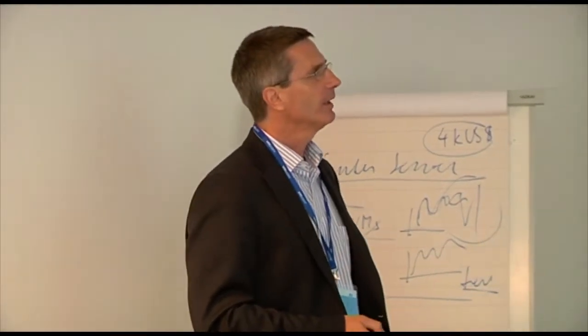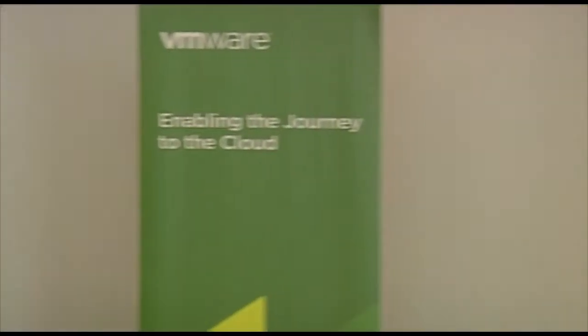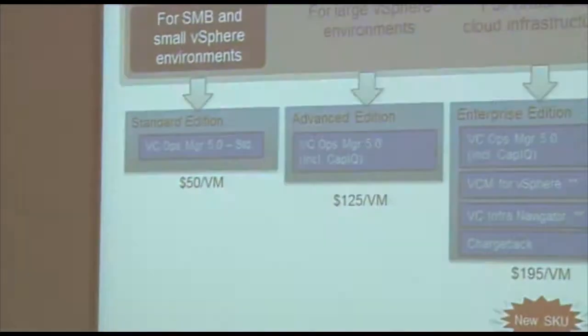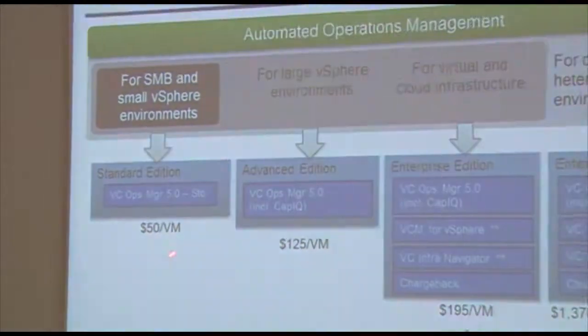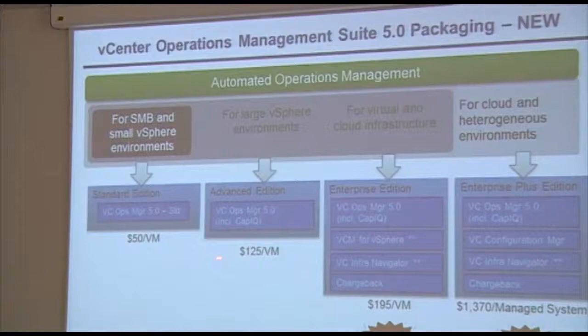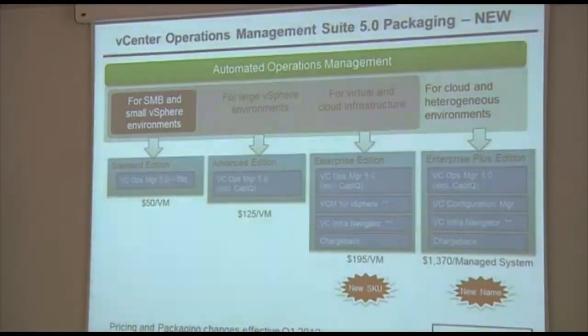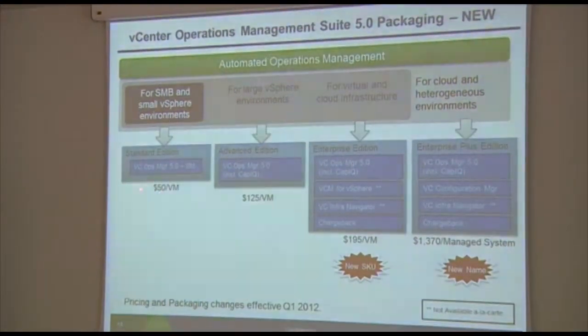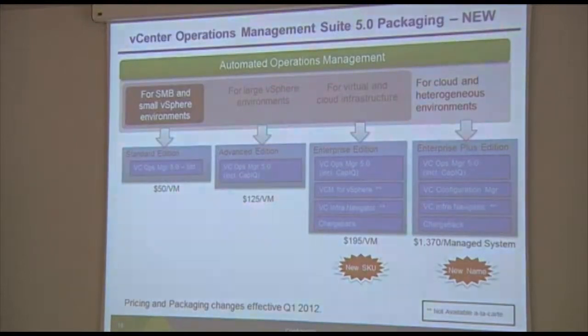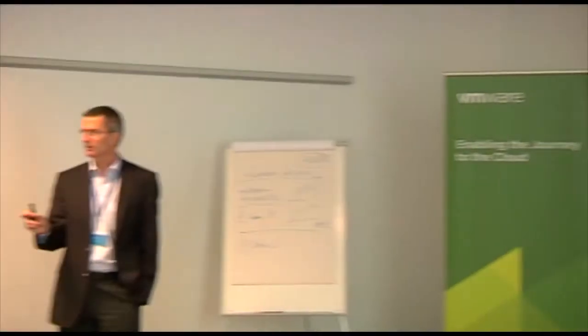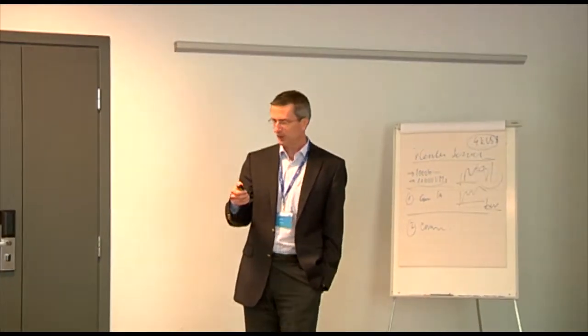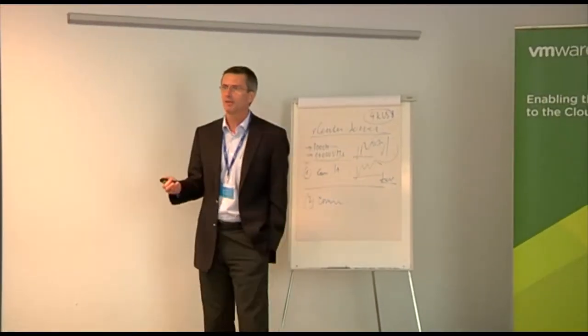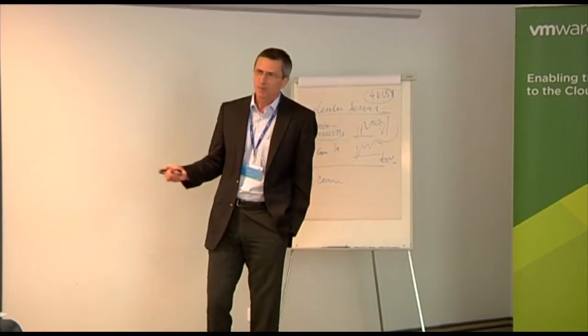Okay, and here is how you can actually purchase it. The Standard edition, which gives you most of the stuff I was talking about, is $50 per VM. But you have to buy 25 VMs. It's available in packages of 25 VMs, so it's actually $1,250. But I believe 25 is an acceptable number.